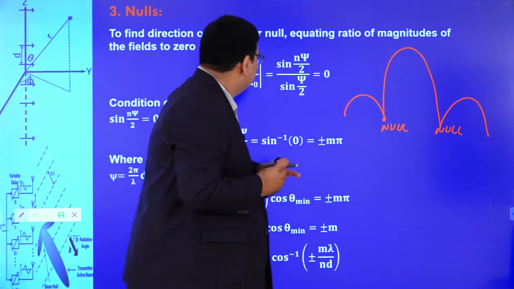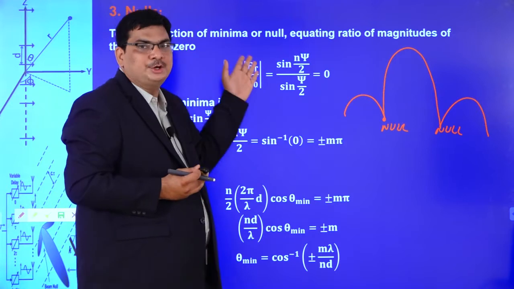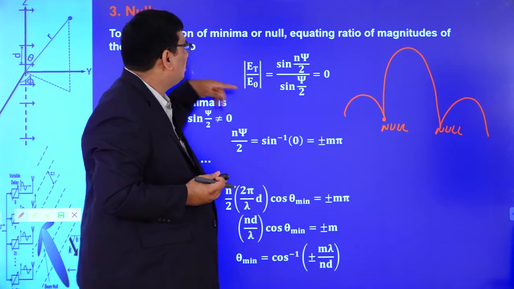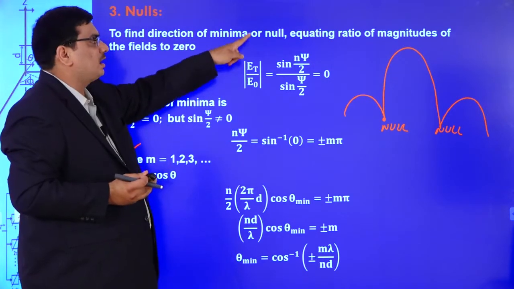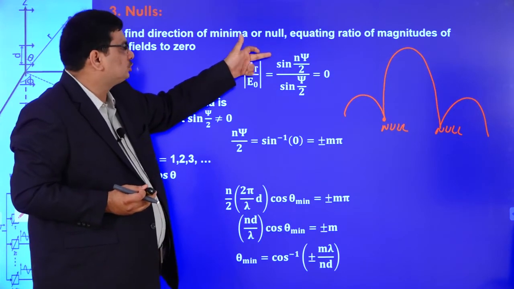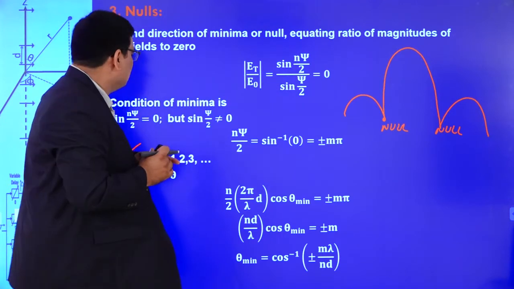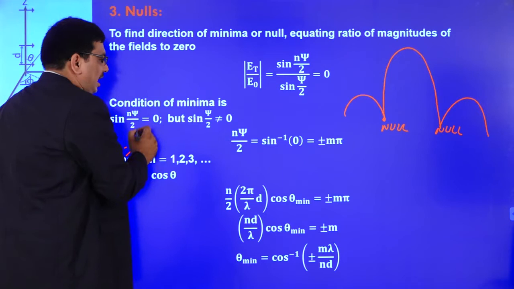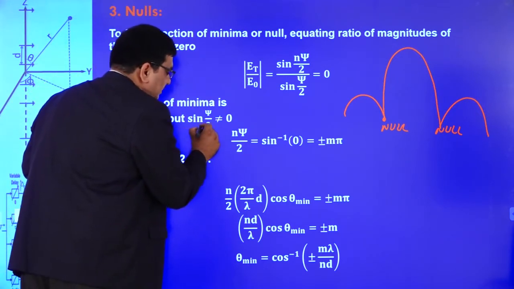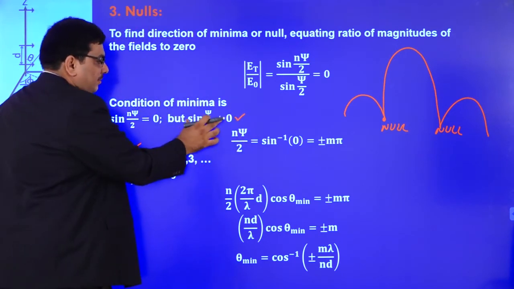So to find your null, in the previous case we found the magnitude of your major lobe; now that magnitude is equal to 0. To find the direction of minima or null, we equate the ratio of the magnitude of the fields to 0. So sin n psi by 2 by sin psi by 2 is equal to 0. The condition for minima or null is sin n psi by 2 equal to 0, but we never say that sin psi by 2 is equal to 0. This condition we have to remember, keep it in mind.